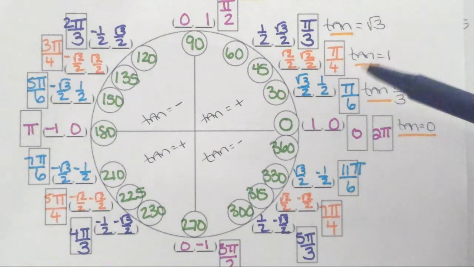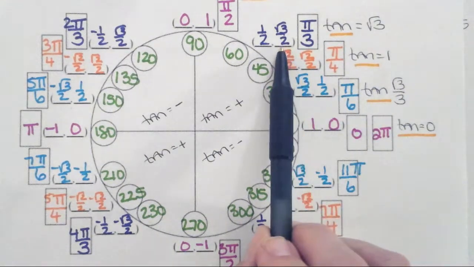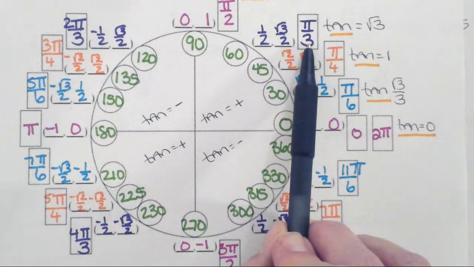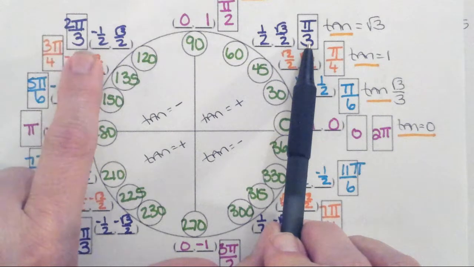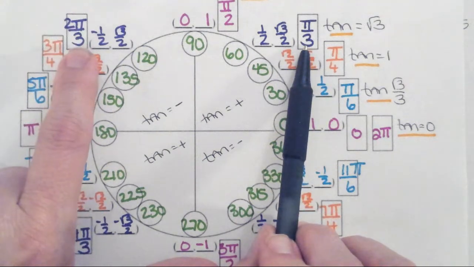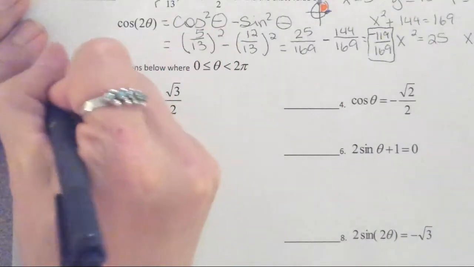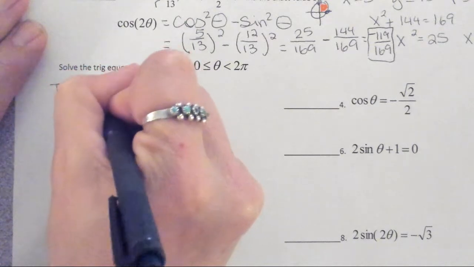And I'm looking for the y to be a positive root 3 over 2. It's positive root 3 over 2 right here at pi over 3, and it's also positive root 3 over 2 at 2 pi over 3. So I have two answers. My answers are pi over 3 and 2 pi over 3.